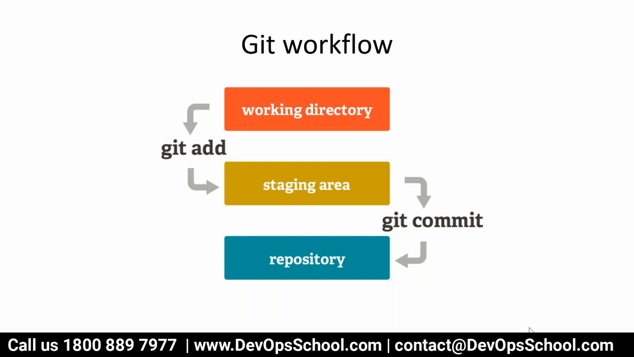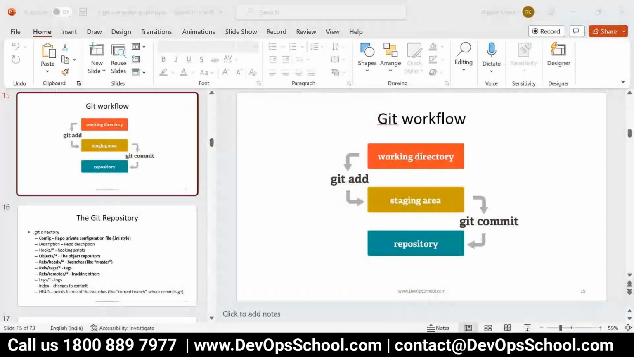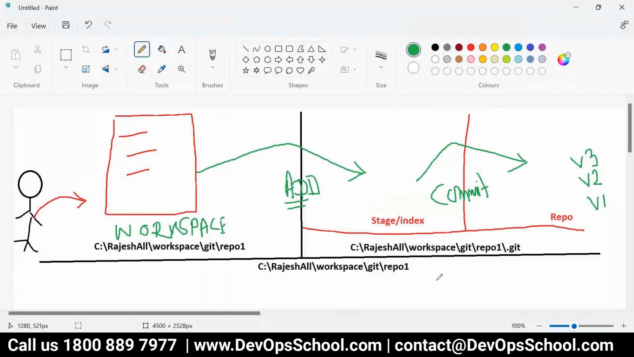Wonderful. So guys, this is something which you have to keep in mind. Anything you do in the working directory, you add it to the staging area, and from the staging area, commit happens to the repository. Now you'll say, Rajesh, why do we have this middle area, the index area or staging area?